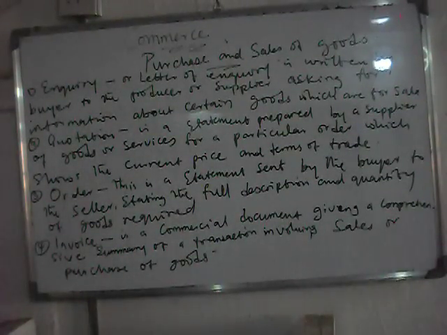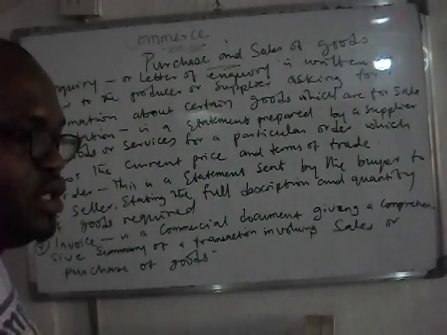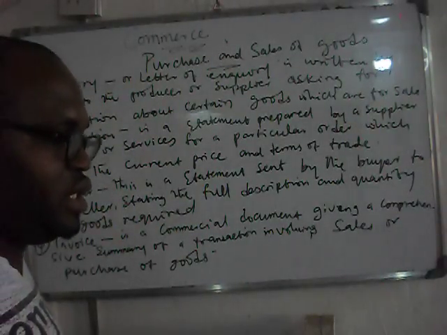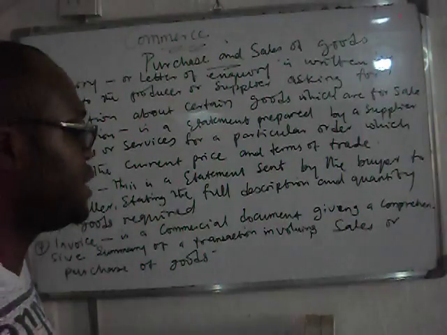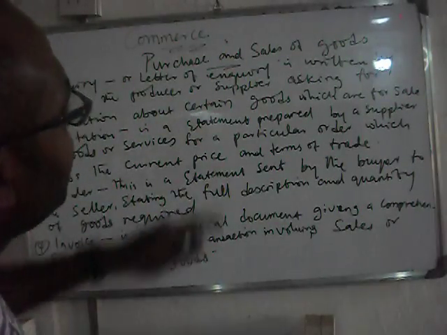Yes, we've been looking at foreign trade, isn't it? I would say that foreign trade is trade between two countries. It is not done in one currency, isn't it? I've stated the various types of foreign trade. And today we're going to learn about the purchase and sales of goods.